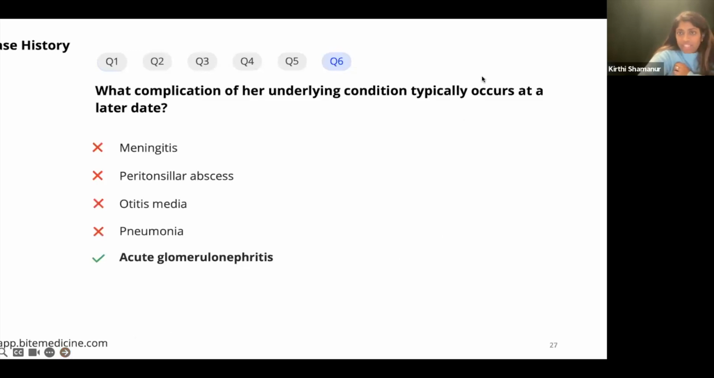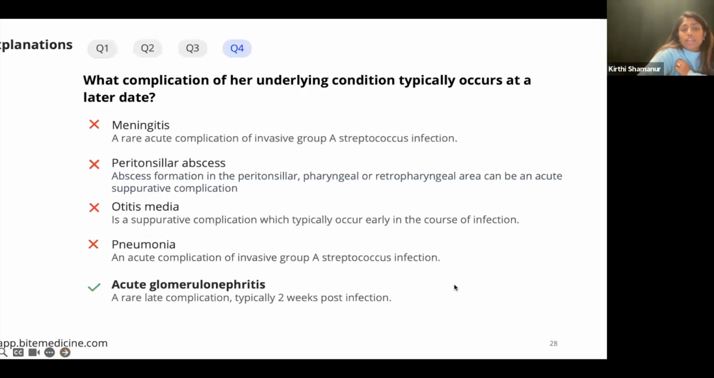Okay, so it is acute glomerulonephritis. Let me talk through this. Meningitis is a rare but more acute complication of invasive group A strep. Then you've got the abscess, which again is an acute suppurative complication, and it can be in the peritonsillar, the pharyngeal, or the retropharyngeal area. Otitis media is also something that's earlier on during infection, and pneumonia is another acute complication. But acute glomerulonephritis typically comes on 2 weeks post-infection.